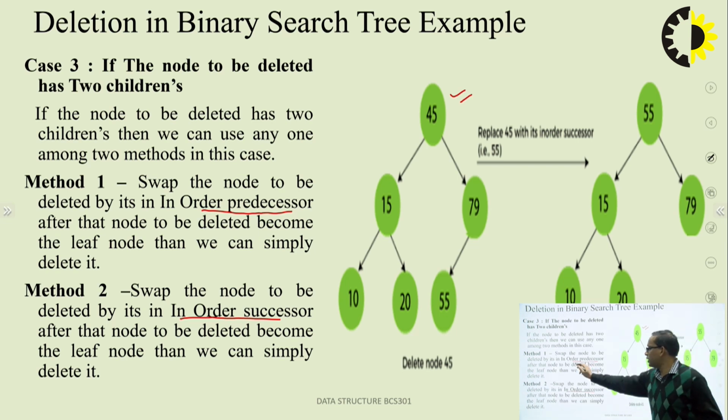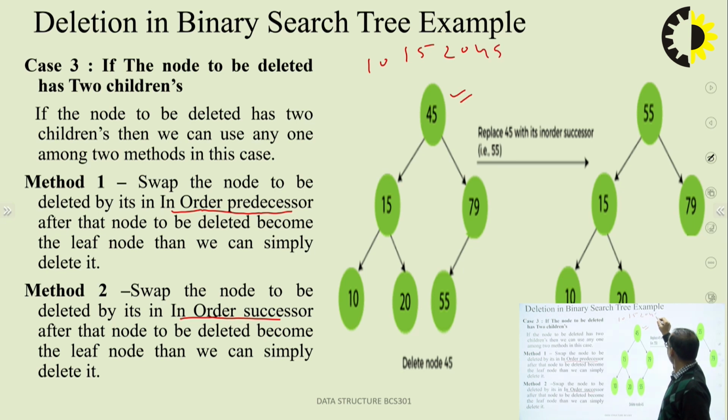So using method 1, at first we will swap the node to be deleted with its in-order predecessor. So we will find the in-order sequence of this tree. The in-order sequence will be 10, 15, then 20, then 45, then 55, then 79. So the in-order predecessor of 45 is 20. So we will swap the value of 45 with 20.